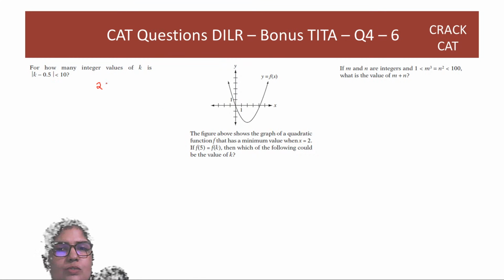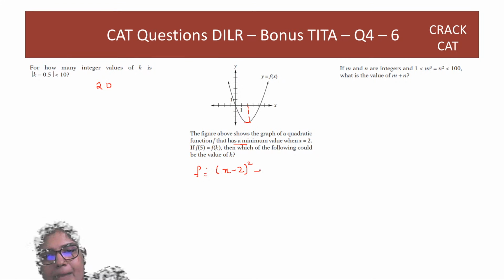The figure above shows the graph of a quadratic function that has a minimum value when x is 2. Meaning here the minimum value is at x is 2. Okay. So how can I write this quadratic equation? The quadratic equation has to be of the form, correct? The minimum value always comes at a perfect square, minus some constant, which constant you will get from here. So this we will say is 0 or more. So minimum occurs when this is 0 and that minimum is minus c. This point is minus c.